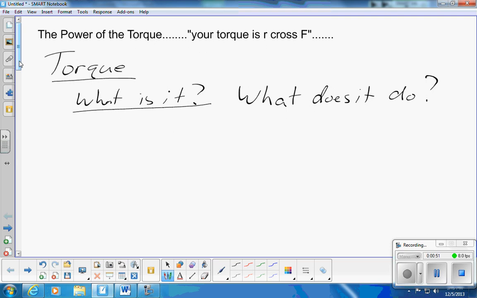Suppose you have a stick. So I will draw a stick, and suppose that this stick is pivoted at some point. Like here, this is an axis, so it's allowed to rotate about that axis. Suppose then that someone exerts a force on this stick.